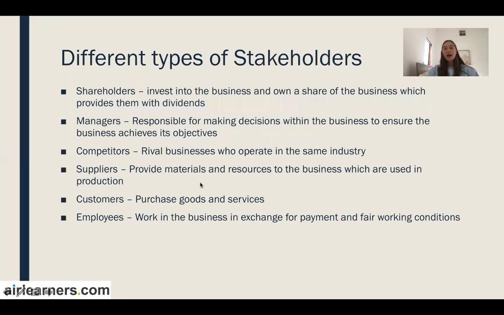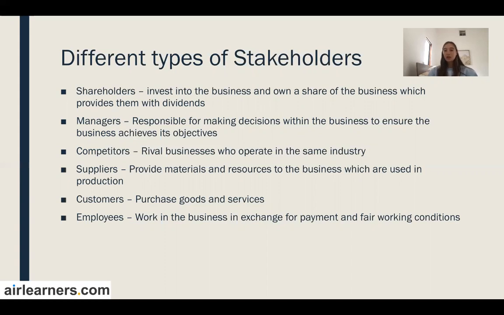But first we need to have a good definition of each of the different types of stakeholders. These are the main stakeholders that we'll look at throughout the course. The first one is your shareholders. We already looked at this a bit in the first video, but shareholders essentially just invest into the business, and so they own a share of the business, which entitles them to a percentage of the business profits, which we call dividends. The next type of stakeholder that we need to know is our managers. Managers are responsible for making decisions which they believe are in the business's best interests to achieve the business's objectives.